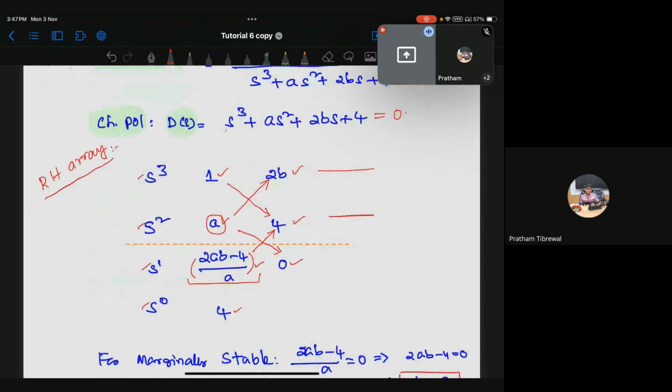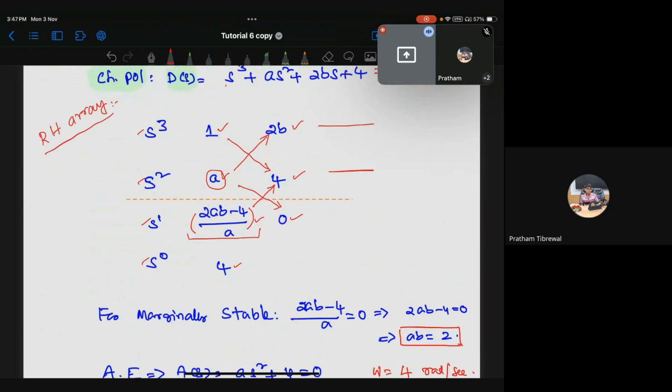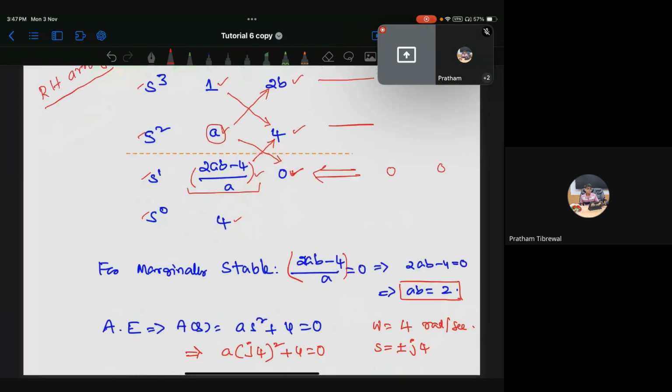Now you see here, which row is having zero? This row. Already one element is 0. You can make this term equal to 0, then this row will become zeros, correct? That is for marginally stable. Is this clear? So from this you are getting the condition of AB equal to 2. Okay, AB equal to 2.